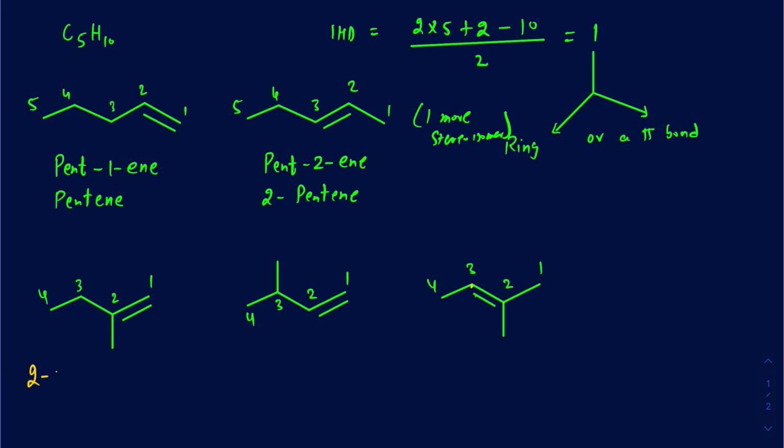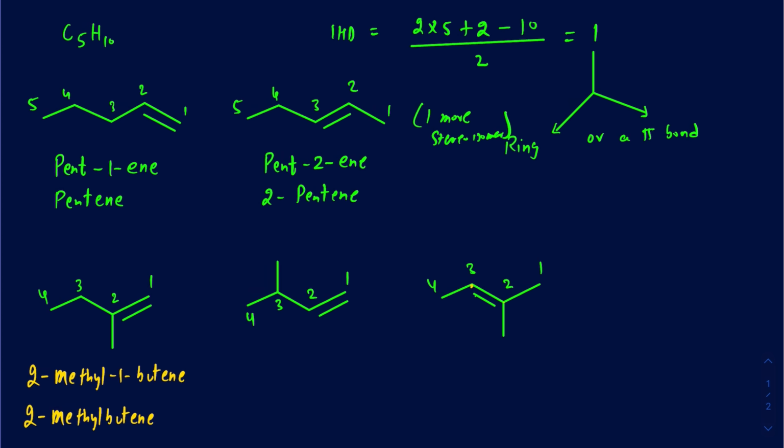So that's going to be 2-methyl. And I can just call this 1-butene. You don't necessarily have to specify the position of the double bond because it's at the first position. So you could also just call that a 2-methyl butene.